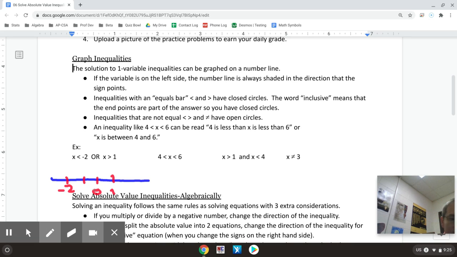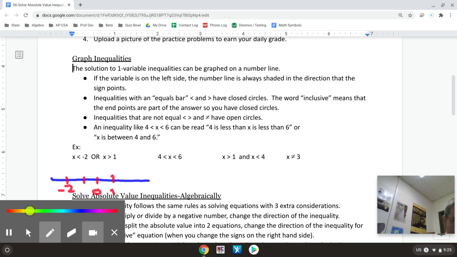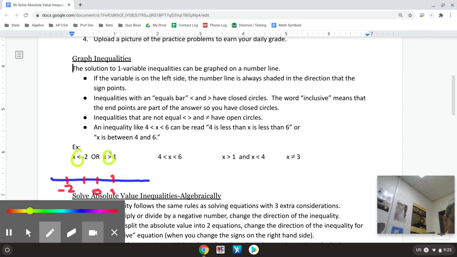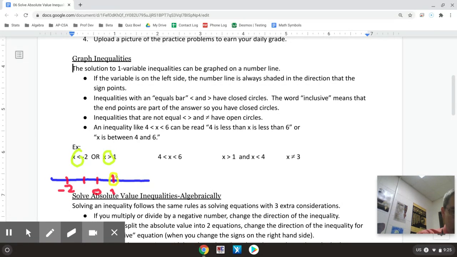Now, if it does not have an equal to, you can see that neither one of these has an equal to bar. So what they're going to be is actually open circles. So I'm going to have an open circle. I'll go ahead and use the same yellow color on the -1, on the +1, and an open circle on the -2.